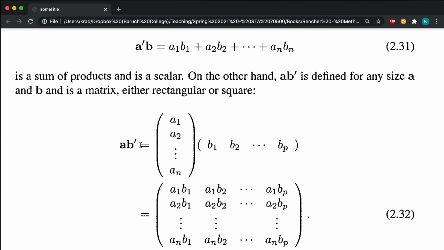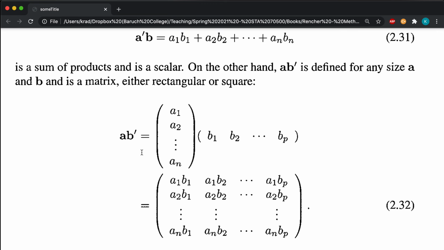Now, if you have two vectors which don't have the same dimension and you're looking at the outer product, then this is the general form you have. You have A1 to AN, B1 to BP, and then you have A1 B1, A1 B2, A1 BP. So it actually makes sense. A2 B1 is the second row, first column. A2 B2, second row, second column. A2 BP is second row, pth column. But this will lead to a matrix, and that's an outer product.